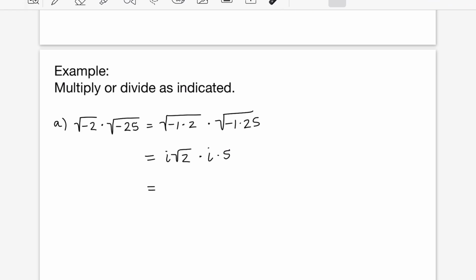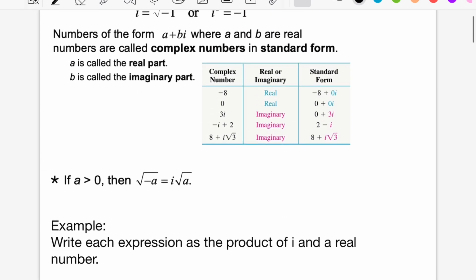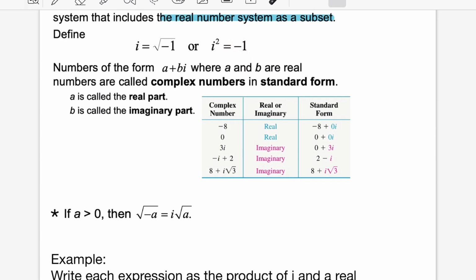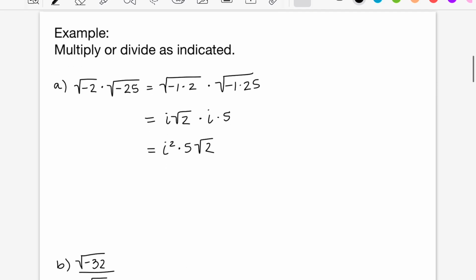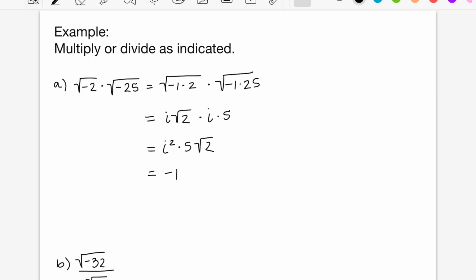So in this case, since we're multiplying all of these, we end up with i squared, and then 5 times the square root of 2. So we would write it like this. Now remember, i squared is equal to -1. So we can just rewrite this as -1 times 5 square root 2. So this just becomes -5 square root 2.